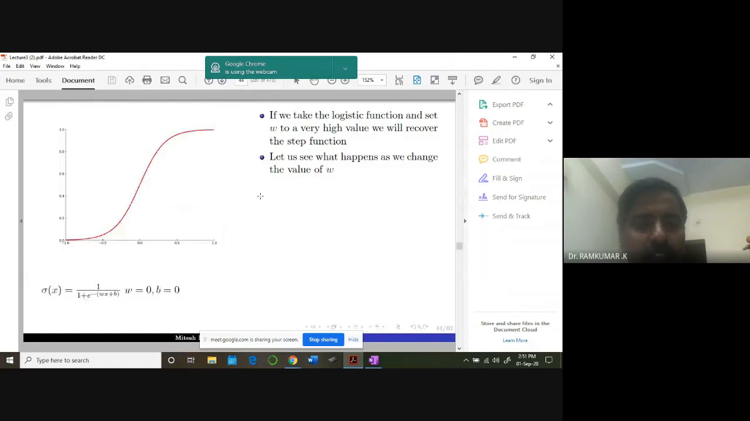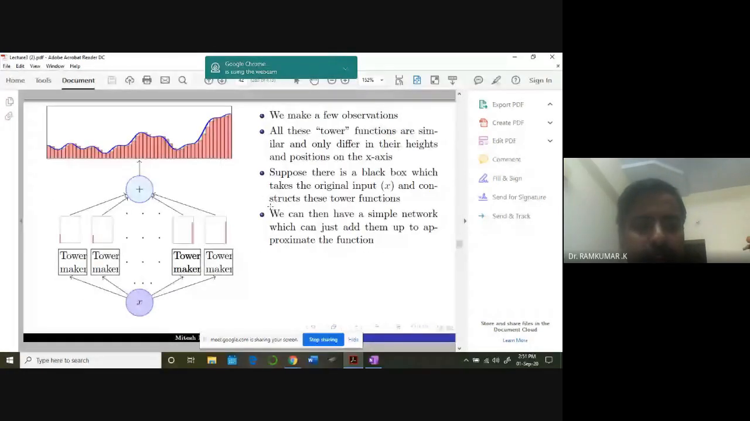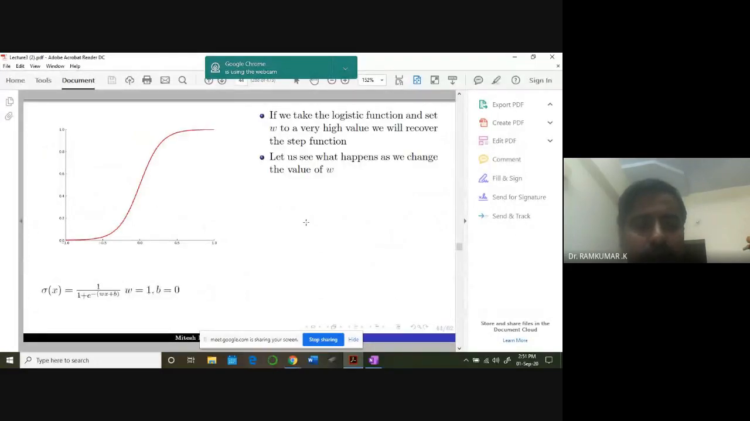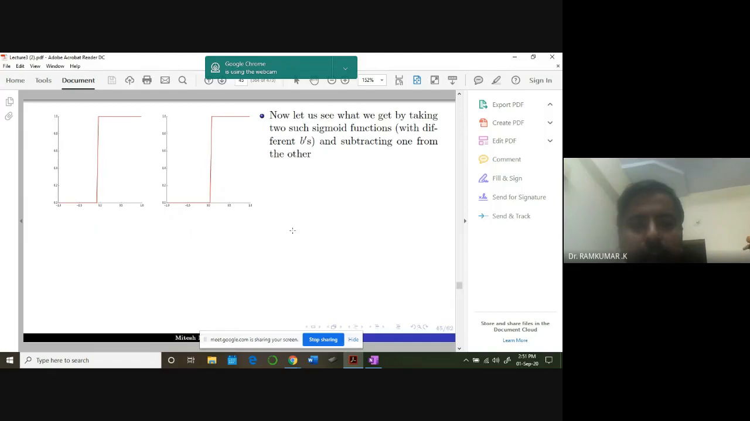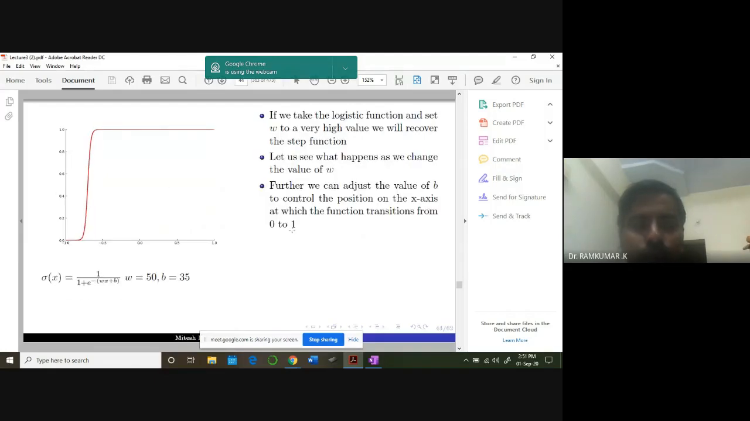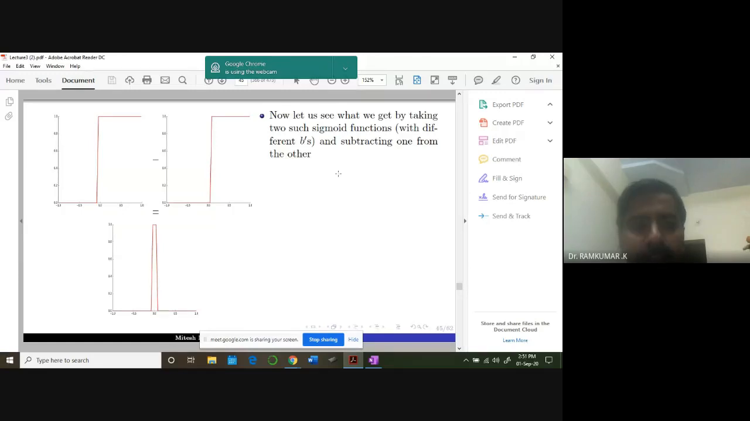See, for each neuron, you are going to build a tower like this. The sigmoidal function is like this, and I'm going to vary the weights. It's going to move like this. Can you see it? So when I move the weights, it's going to behave like this. Now, if I move the bias, it's going to move like this. This idea is important. So now I can take two of these sigmoidal functions, two neurons, and subtract one from the other.